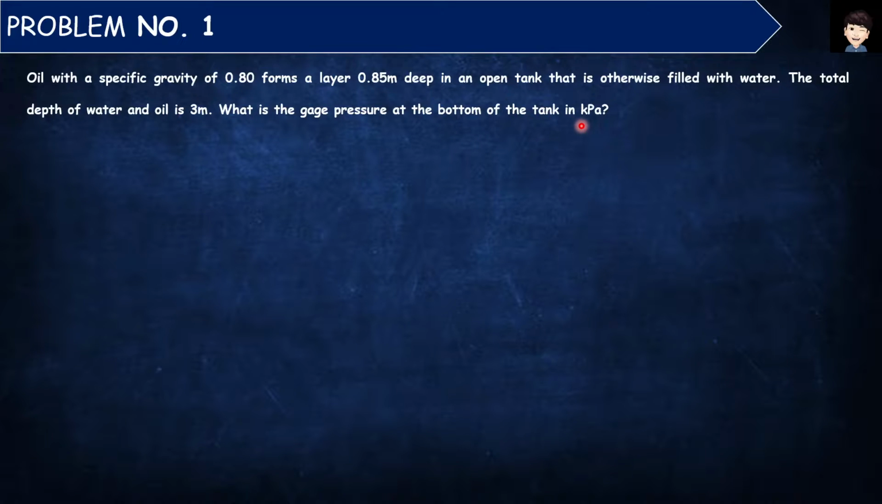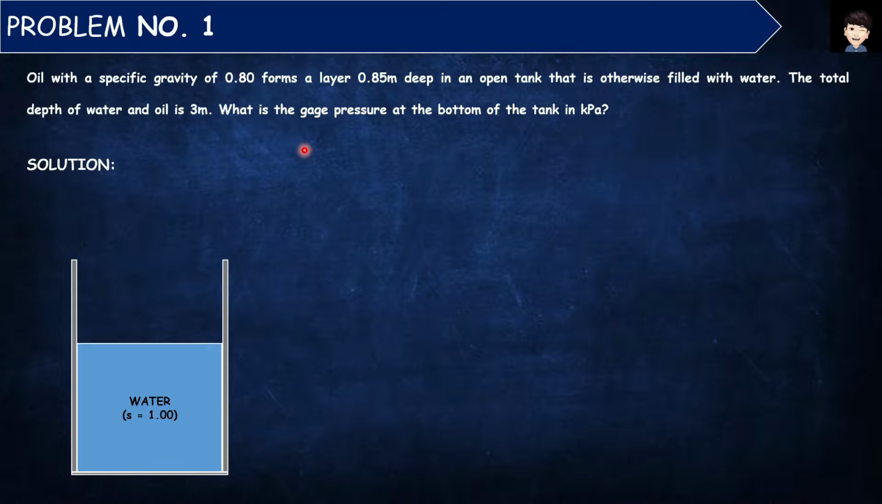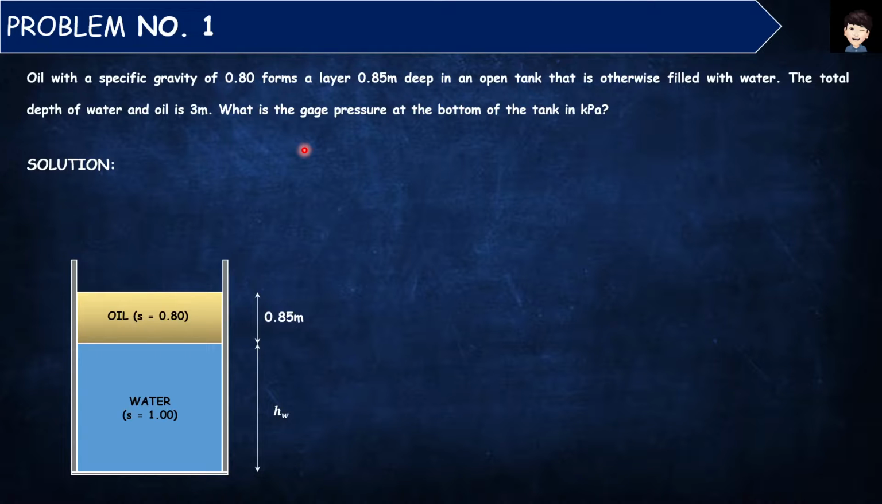So before we start to solve this kind of problem, let's analyze first what would be the figure for this problem. So this is the solution. Let's say we have an open tank. Before we continue, dapat ma-set up muna natin kung ano yung magiging location ni oil at ni water. Kung sa taas ba or sa baba. So base sa knowledge natin, nasa baba si water with corresponding height of H sub W. At nasa taas naman si oil with corresponding height of 0.85 meters. And the total depth of the two is equal to 3 meters.